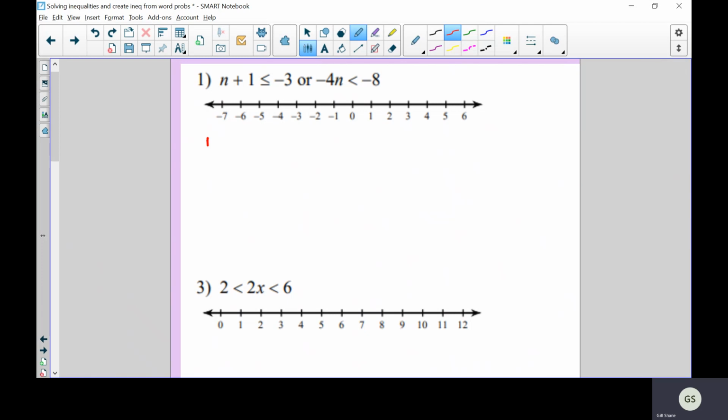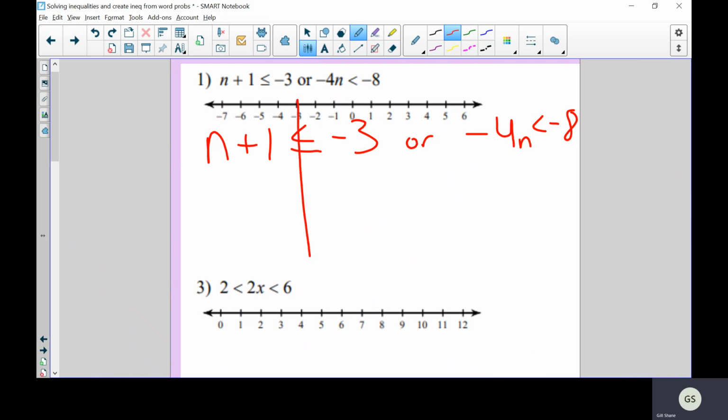So we have this problem, n plus 1 less than or equal to -3, or -4n less than -8. So all I do is I just solve it just like I would solve an equation or an inequality. That's the middle. That's the middle over here. It's not a two-step, it's just a one-step, but the premise is still the same. I need to get the variable by itself.